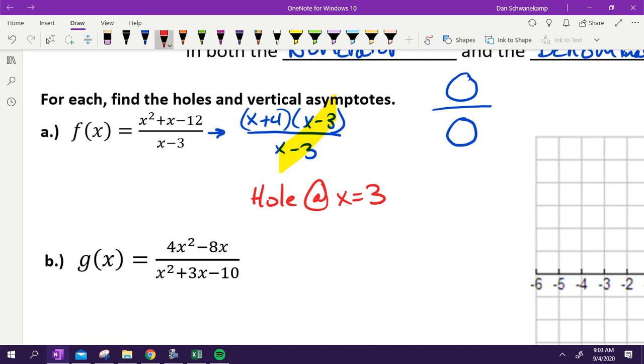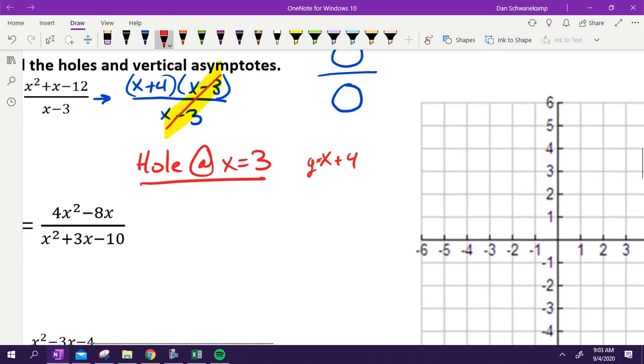What we get left over when we cancel that out is just this y equals x plus 4 equation. That's what the graph's going to look like. It's going to look like y equals x plus 4, but there's this hole happening at 3. If you were to plug 3 on top, you would get 0. If you were to plug 3 on bottom, you would get 0. That's why this hole is happening.